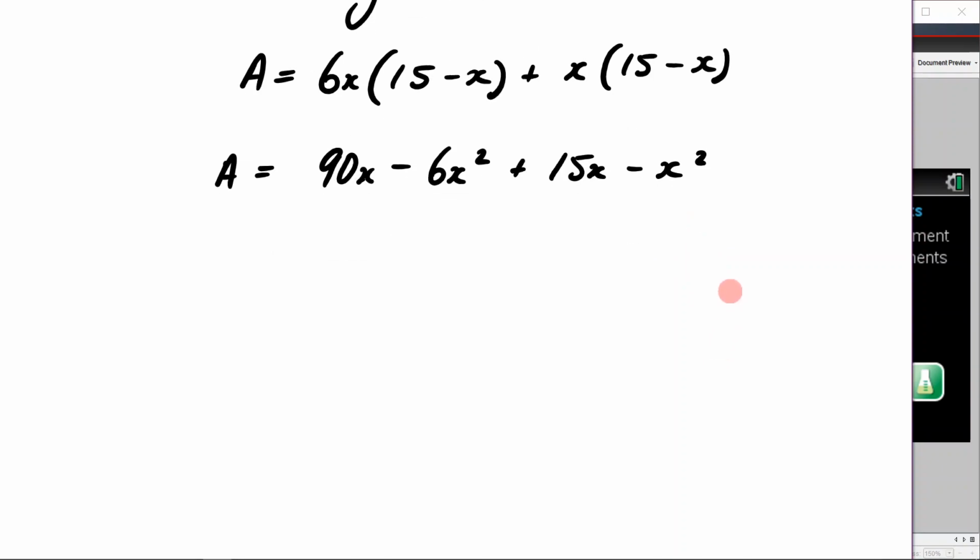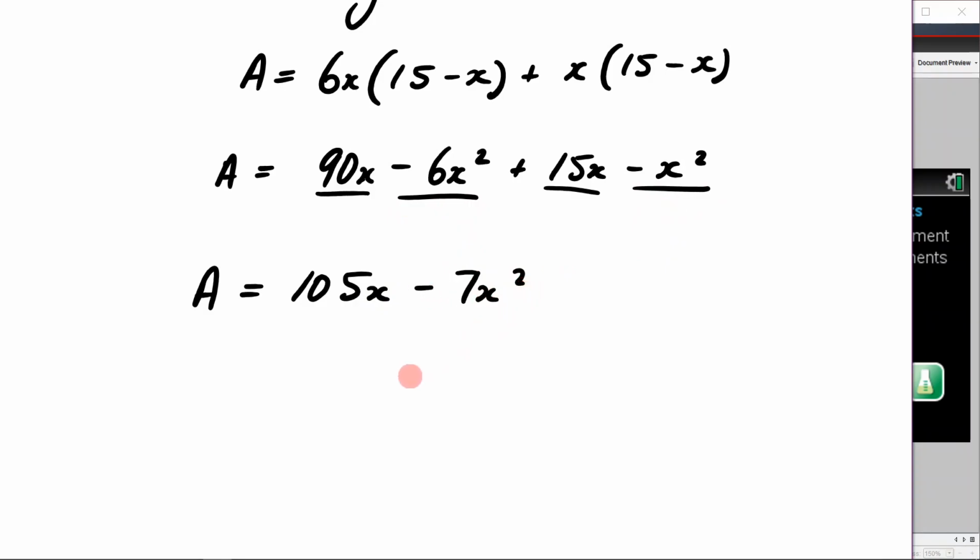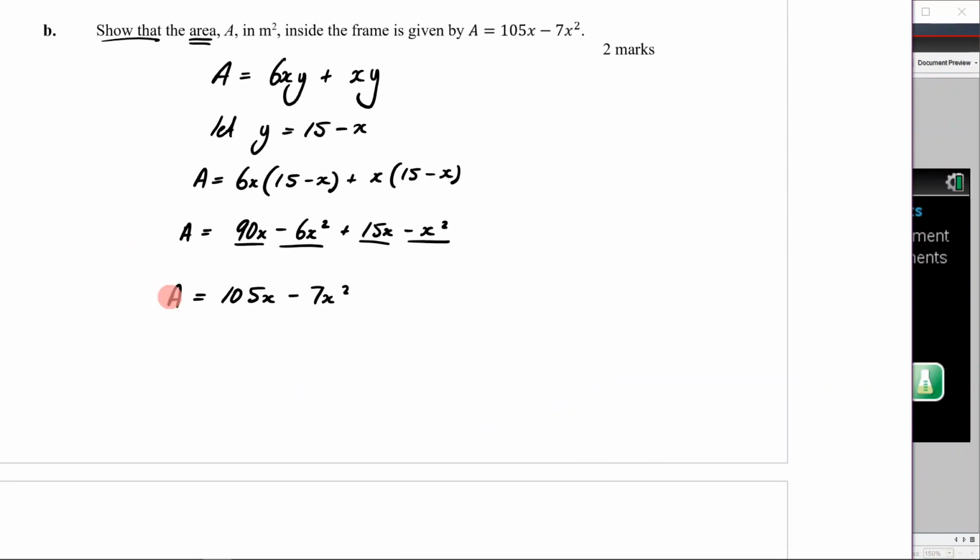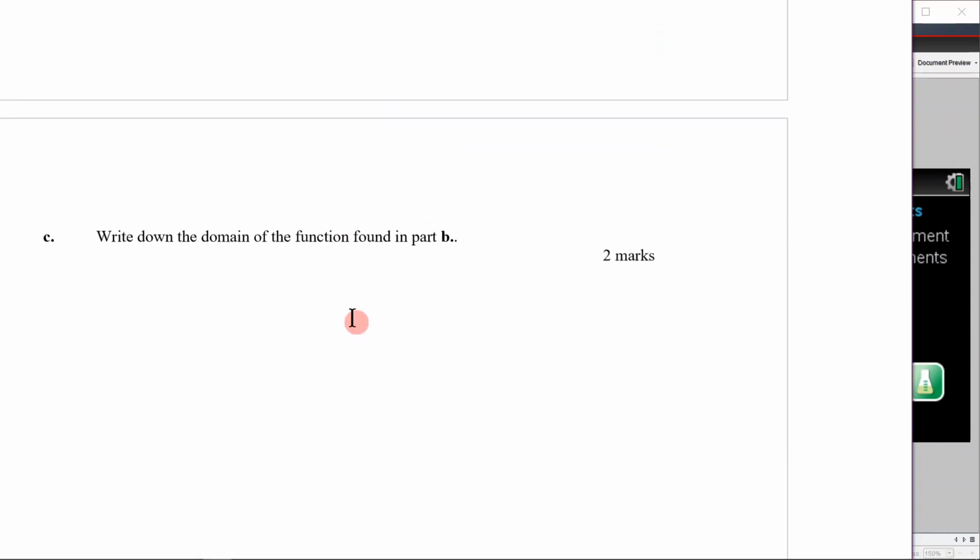Let's now gather our like terms together. So A is going to be equal to 90x plus 15x, which is going to be 105x. And then negative 6x squared minus x squared is going to be minus 7x squared. And as you can see now, this is the same as this, 105x minus 7x squared. So that's 2 marks: 1 mark for the working, 1 mark for our final answer, showing that this is the same as that. Perfect. Let's now keep on going.